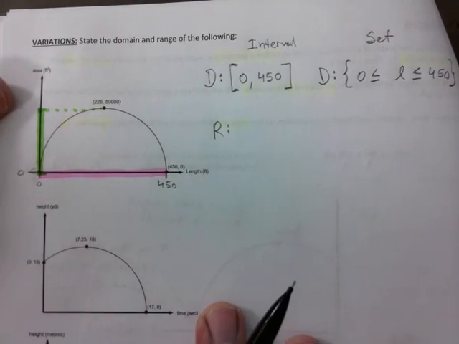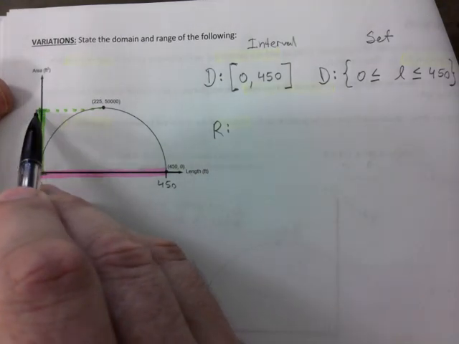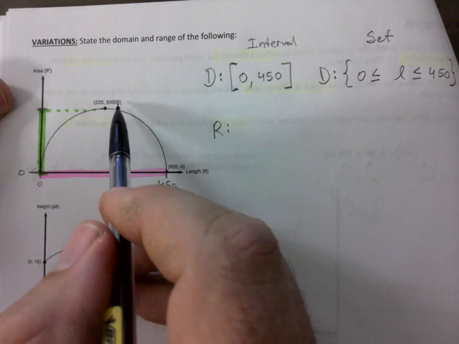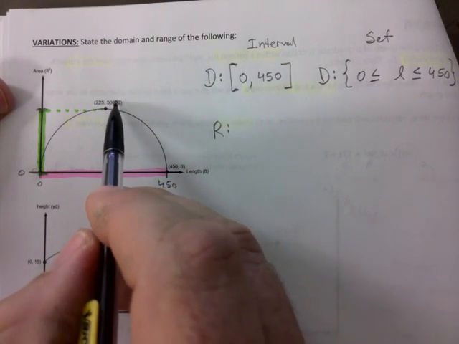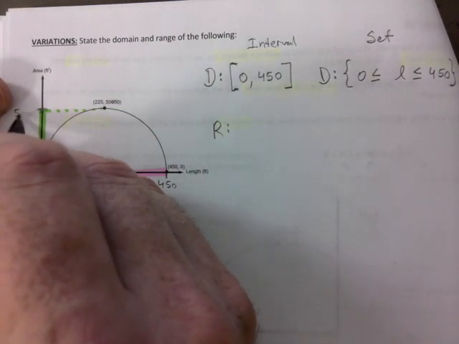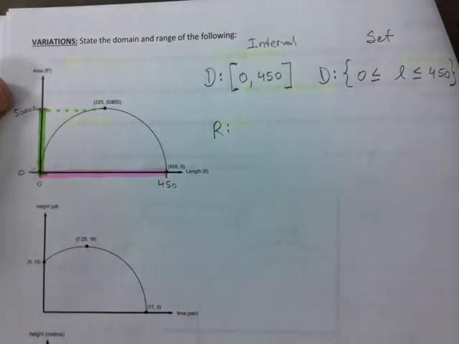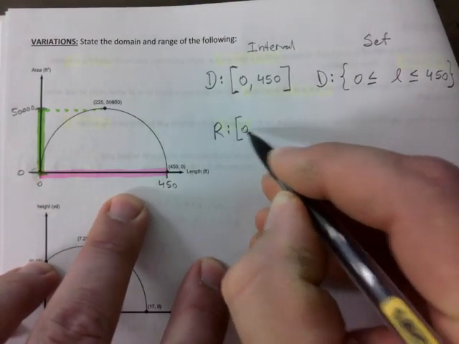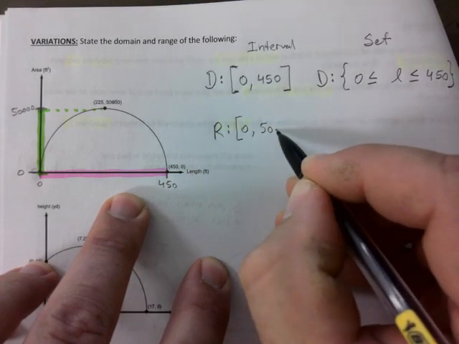And what's the highest y value? This is where students mix it up. 50,000. This is the y value we're after, right? So 50,000. So then my range goes from 0 all the way to 50,000.